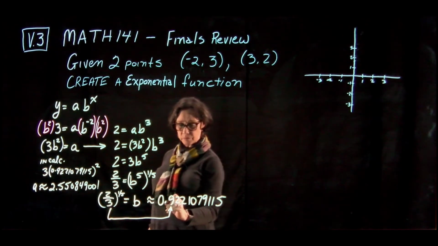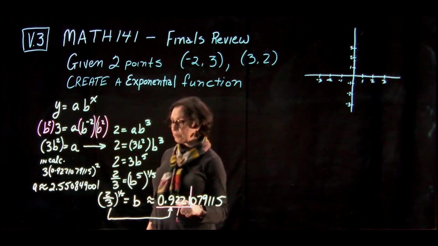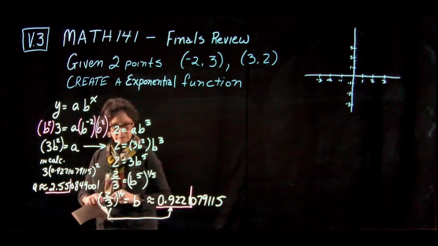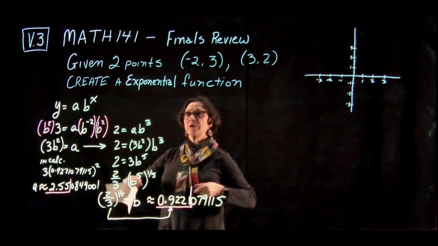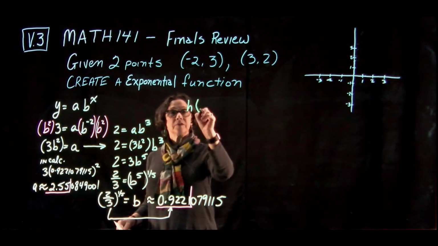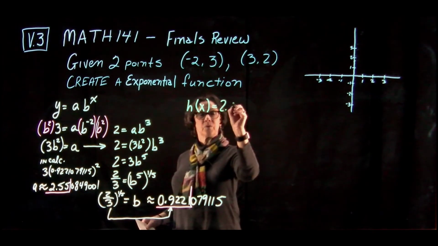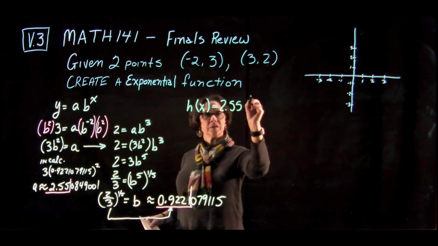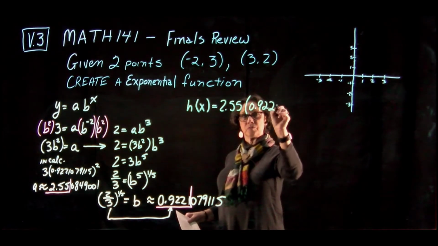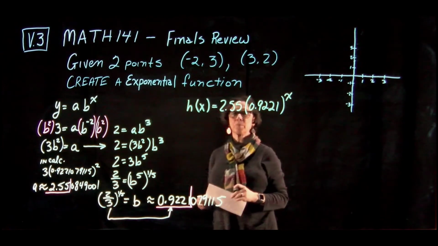Now that I have my numbers and I've used the exact numbers, I want to figure out where a reasonable place is to round these. I'm going to round this one to 4 decimal places, and this one to 2 decimal places. And so my final equation, I'll call this h of x, is going to equal my a, which we are saying is 2.55, times my base, 0.9221 raised to the x. This is my exponential function.